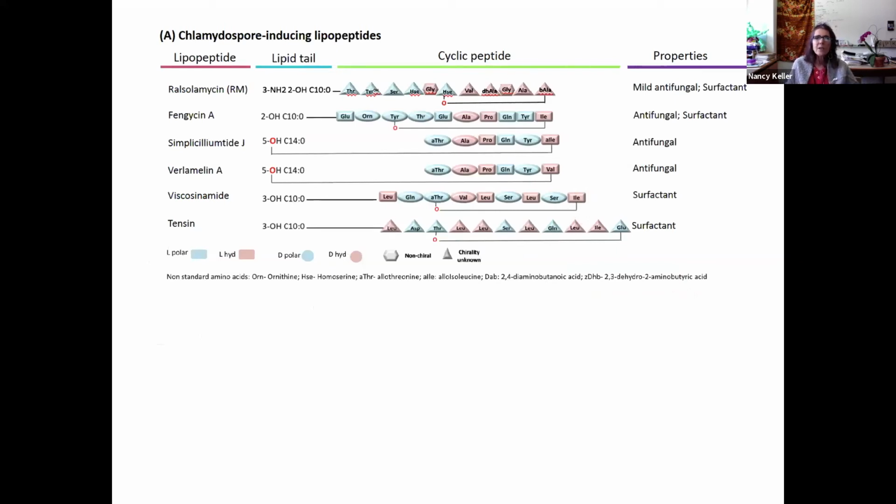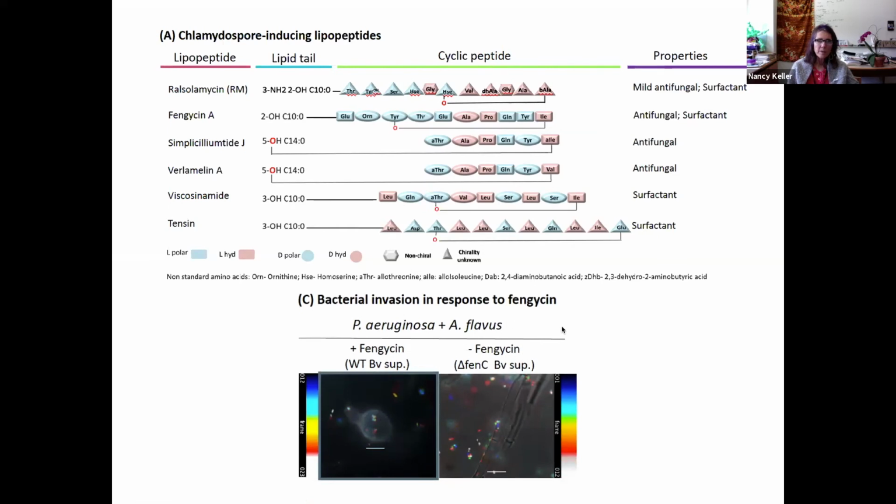So is this something that's just limited to ralsolamycin? Nandita looked in the literature and she found that there's many lipopeptides, and here's just some of them, that have been reported in the literature to induce chlamydospores. So we started to think, could this actually be widespread? And what we were able to do, she was able to do, is get an isolate of Bacillus, the wild type that made fungicin that had been shown to induce chlamydospores, and one that was deleted for producing fungicin.